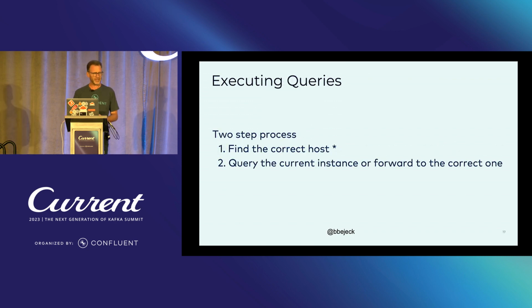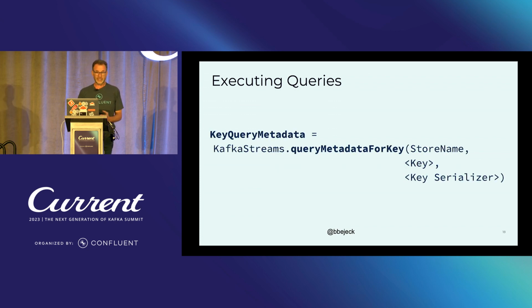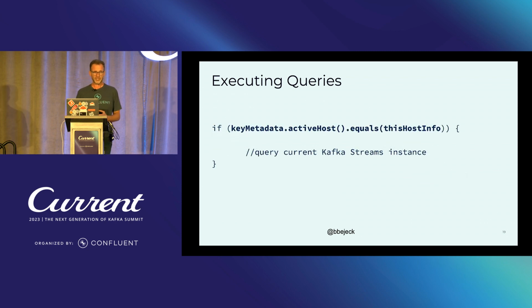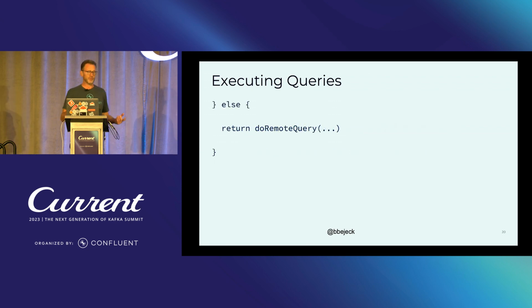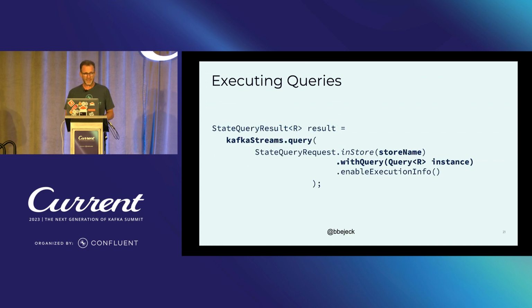Now, for executing the query, it's a two-step process. First, you determine the correct host, and I'll talk about why I have that asterisk there in a second. And then you need to query the current instance or forward it to the correct one. And that's all it is. And then for metadata, you have this query metadata for key method, which gives you back the metadata you need to determine that. And that's just a process of, am I on the correct host? Is this the host that has it? If it is, fine, do the query. If not, you do the remote part.